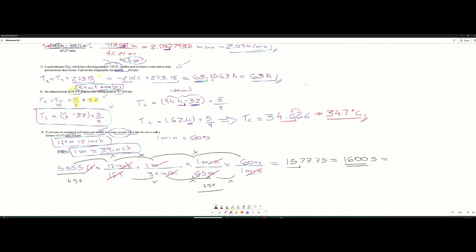Oh, if I want to use scientific notation, you can. So remember just how to use scientific notation, okay? So then I can use 1.6 times 10 to the third seconds, okay? But still, I have 2 significant figures over here, right?